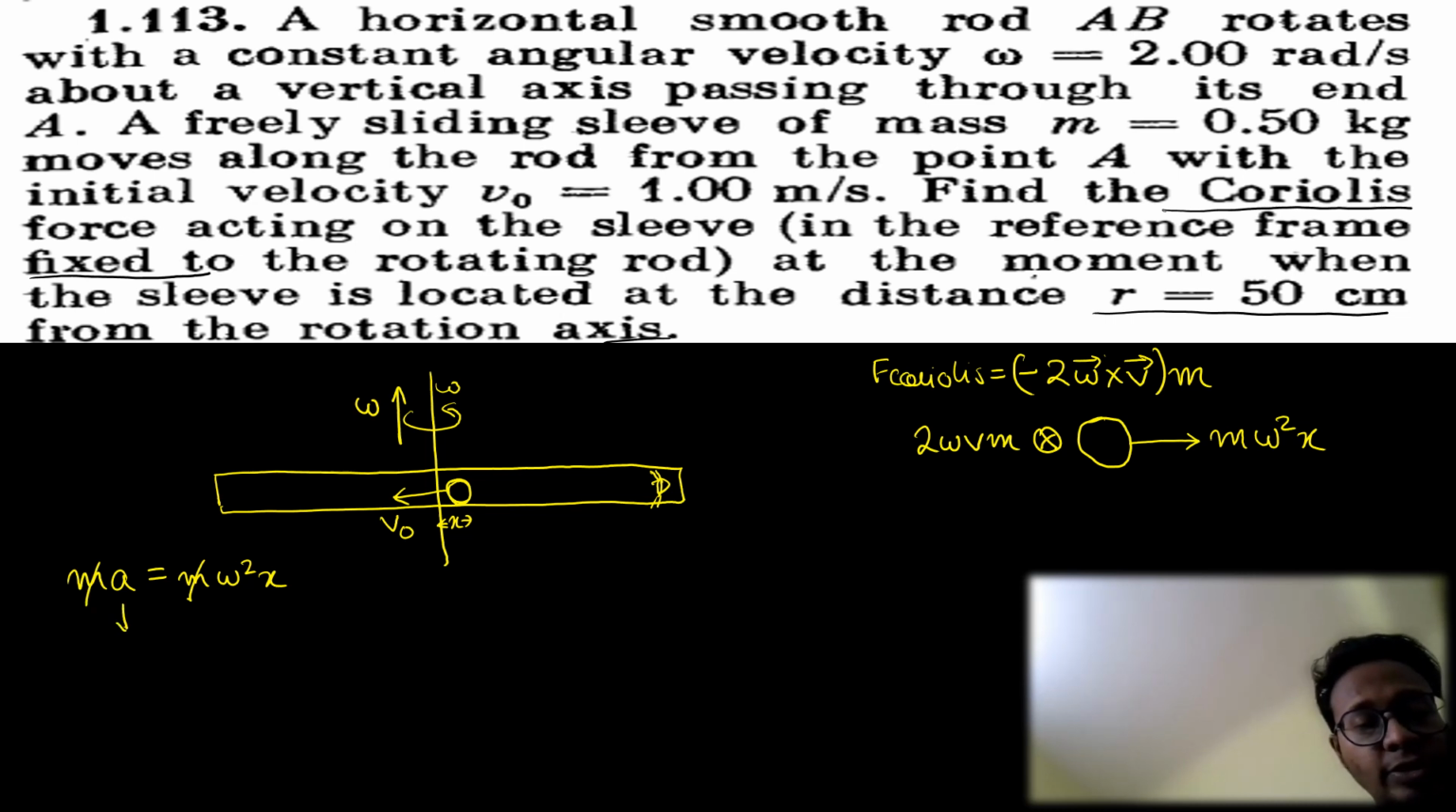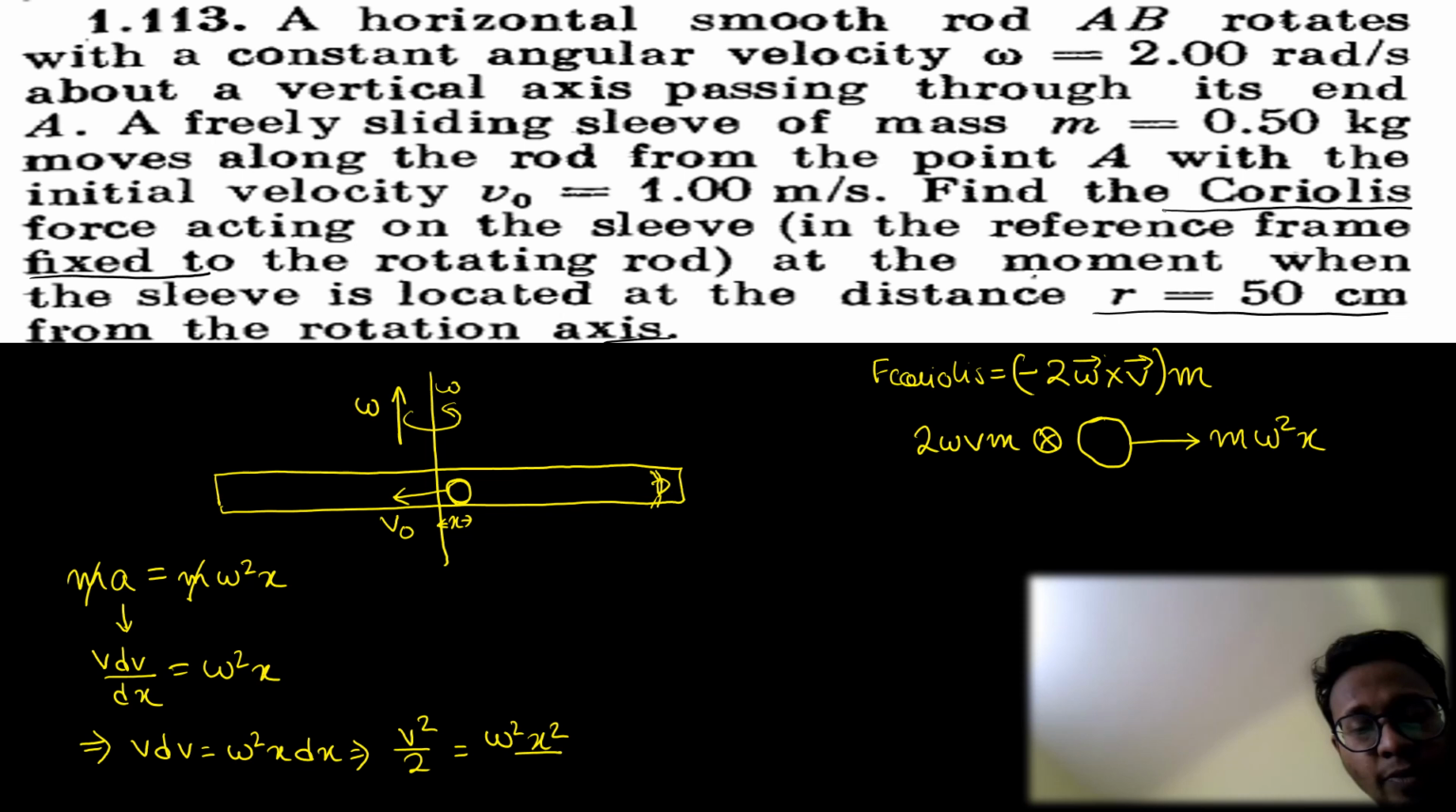What is acceleration also written as? V dv by dx is nothing but omega square x. So here can I write V dv is equal to omega square x into dx, or v square by 2 is equal to omega square x square by 2 plus some constant.